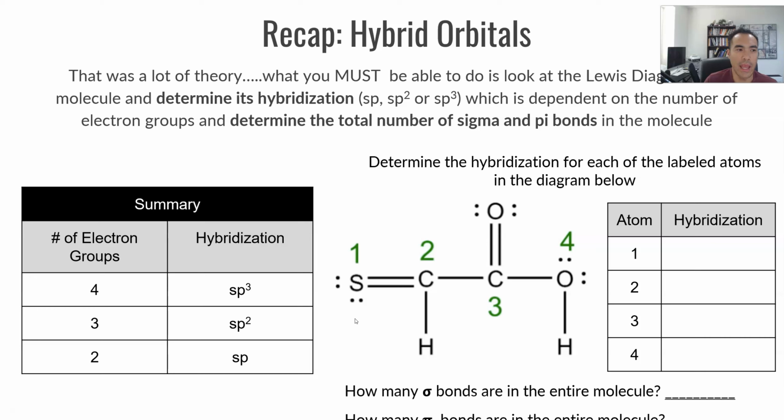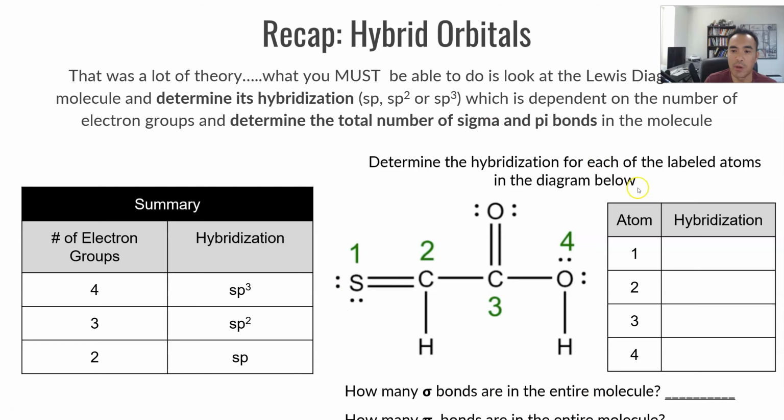Okay, so just to recap, there's a lot of theory. You must be able to look at the Lewis dot structures to determine the hybridization, which is dependent upon the number of electron groups, and determine the number of sigma and pi bonds. This is a very classic type of question. Go ahead and pause the video so that you can do this yourself.